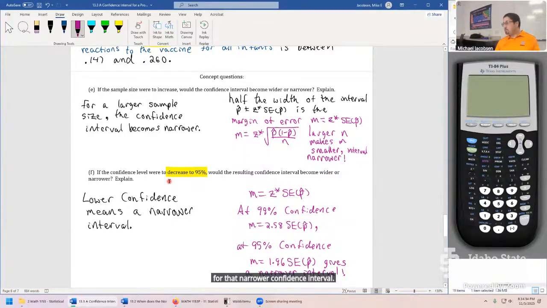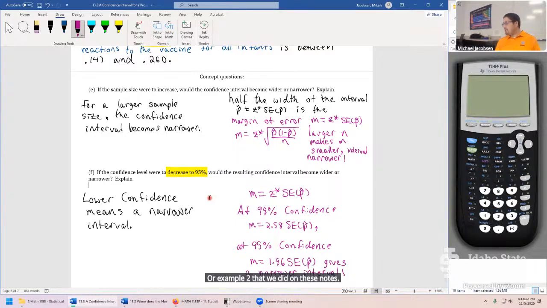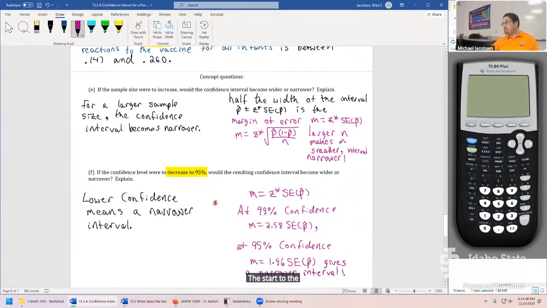But those were the two additional concept questions to tack onto the problem, just like on the first example, or example 2 that we did in these notes. For the next example we're going to take a look at, it's just going to be a run through from the start to the conclusion. This is the end of those strange concept questions.